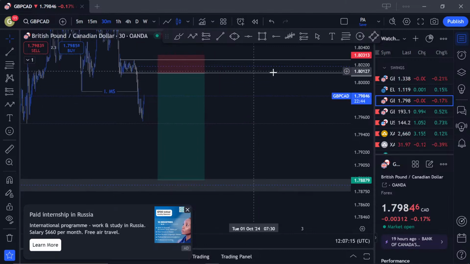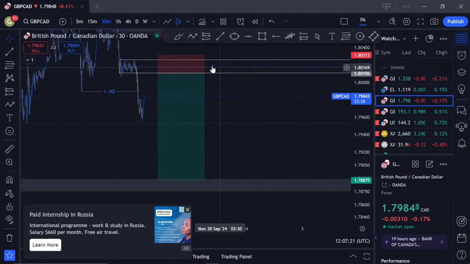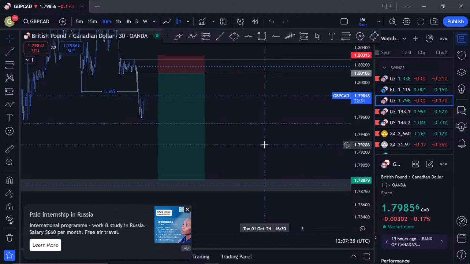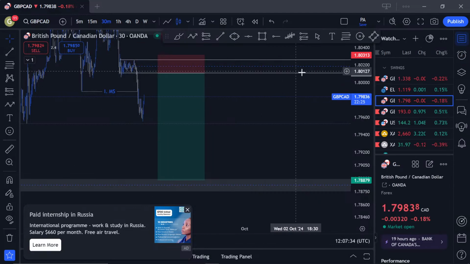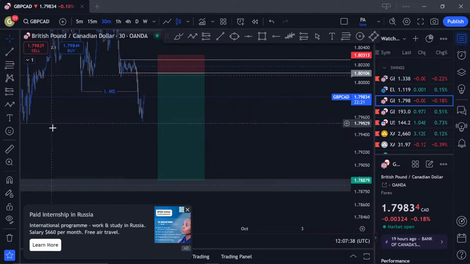We are waiting for the market to trade to the 1.80106 level, and from that level we are going to take a sell with our stop loss at 1.80313, and our target take profit to be at 1.78879. So that will be our target for GBP CAD. I'm just going to keep my alert right here, so once the market gets there, I need to come and look for my opportunity.